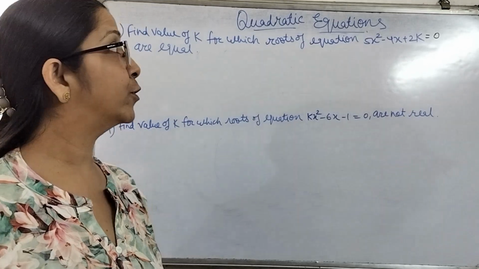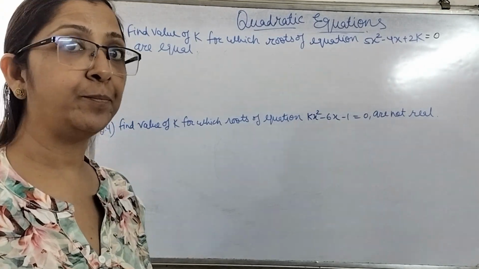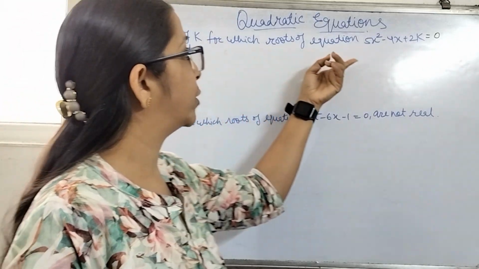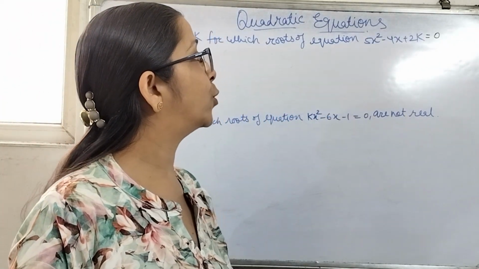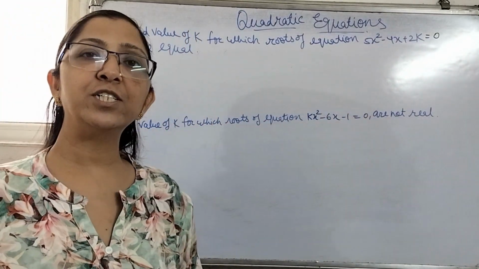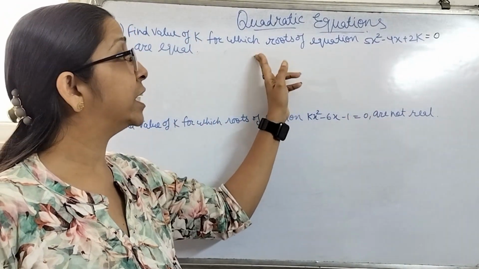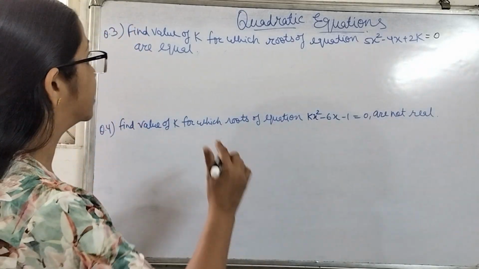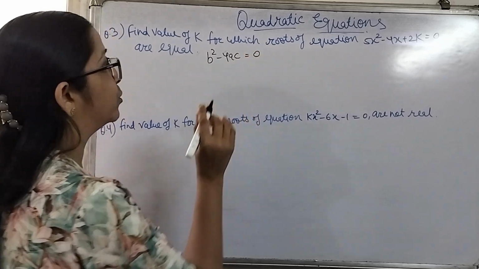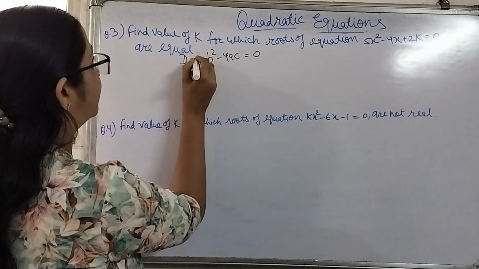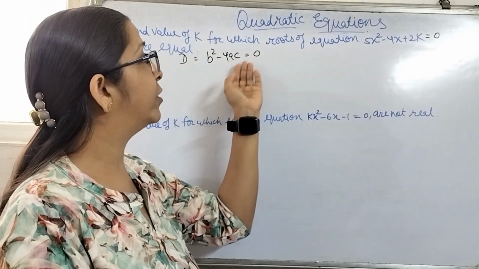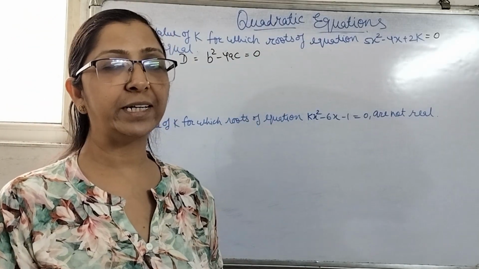Let's understand a few more questions related to this chapter. Find the value of k for which the roots of the equation 5x square minus 4x plus 2k equal to 0 are equal. So just now we discussed that for equal roots, the condition is b square minus 4ac should be equal to 0. That means if the discriminant is 0, then we will have equal roots for the quadratic equation.